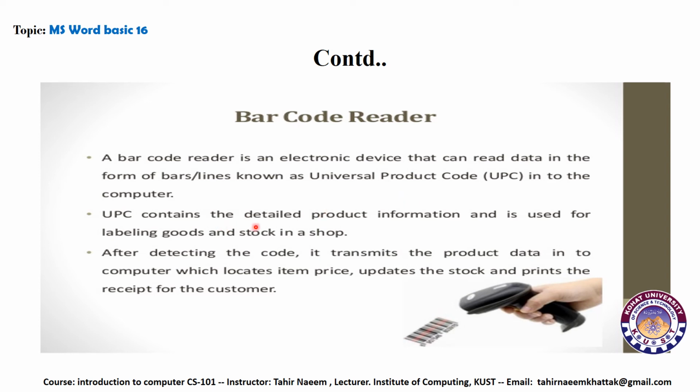The UPC contains detailed product information and is used for labeling goods and stock in shops. After detecting the codes, it transmits the product data to a computer which locates the item price, updates the stock, and prints the receipt for the customer.